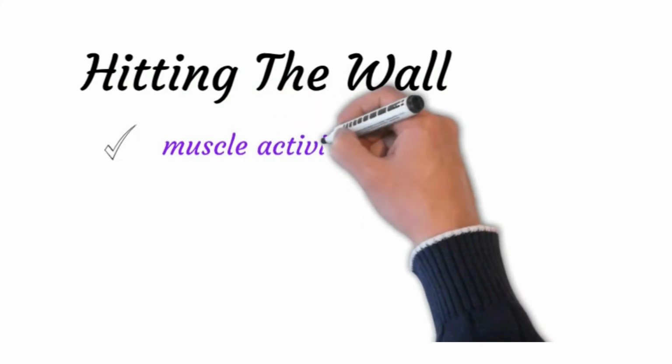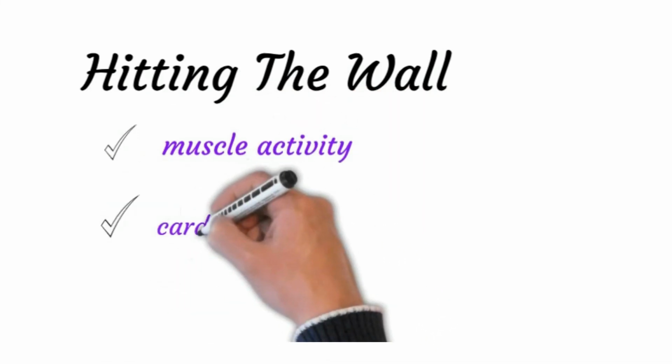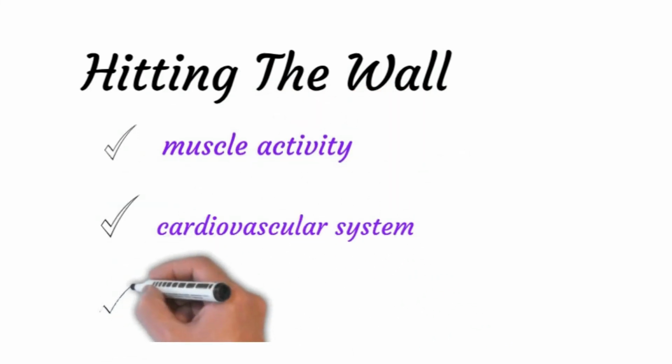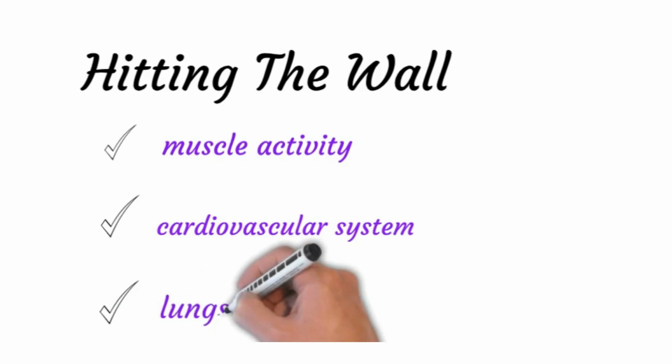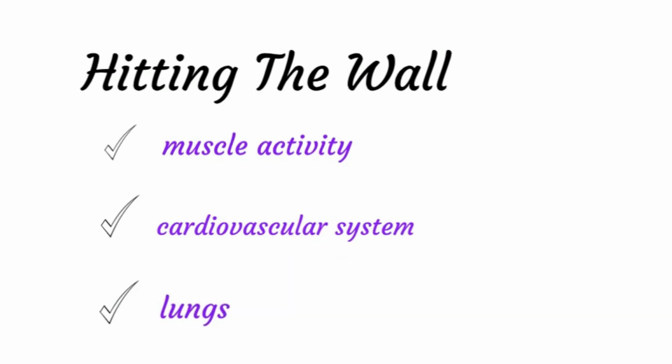Okay, so we all know what it means to hit the wall, where we can't sustain endurance exercise any longer. And this is due to the limits of muscle activity. That is to say, how efficiently our muscles are working and utilizing oxygen. There are limits to our cardiovascular system and to our respiratory system.